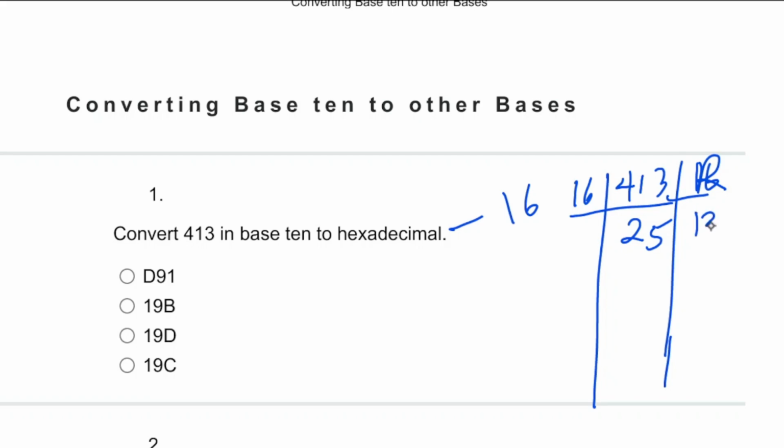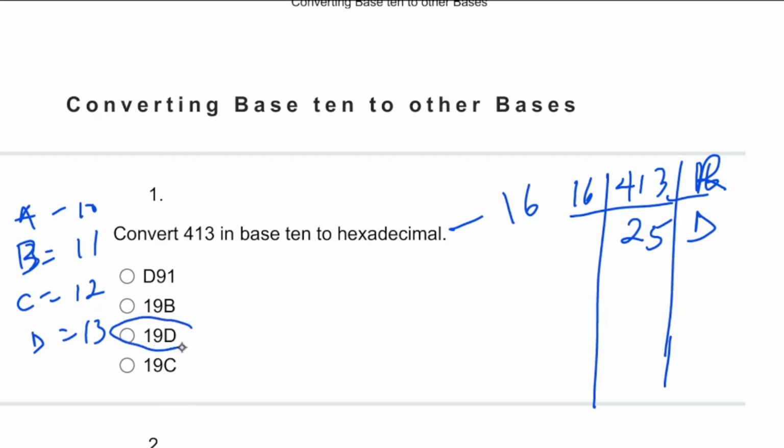So if you write 13 here, we don't have 13. It's not a single digit. So you now go to the letters we have. A is 10, B is 11, C is 12, and D is 13. So that means instead of writing 13 here, you're going to put D here. Am I making sense? Now, without solving it further, if you check the options you have there, the one that has D as the last digit is this option.